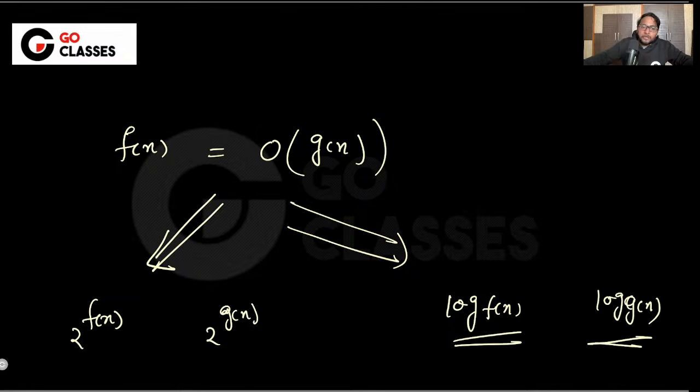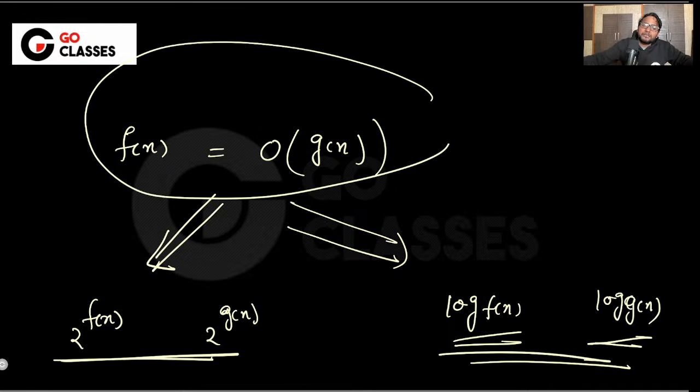These are the questions where most aspirants get confused. If f(n) and g(n) are related, and we put them in the power, then what is the relation now? This is the current relation, less than or equal to. Does this relation still hold? Let's see.